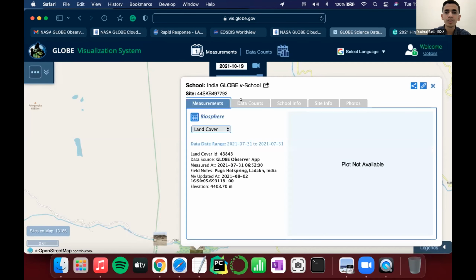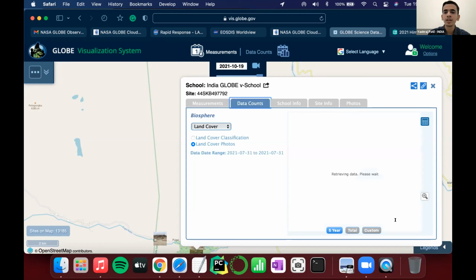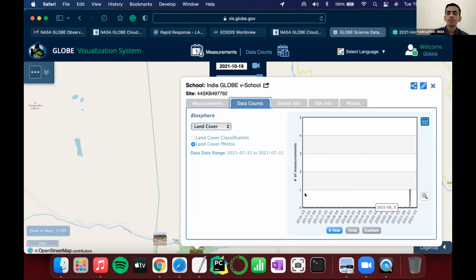And over here you can see the data count. In the data count you could see whether any kind of data has been observed before the data collection of your own date. So I could see for the first time that this data is being submitted to the GLOBE program. So it is much more exciting.